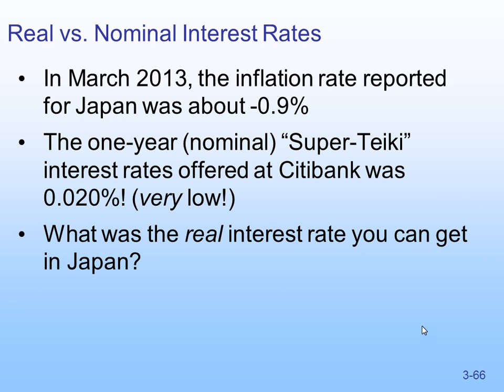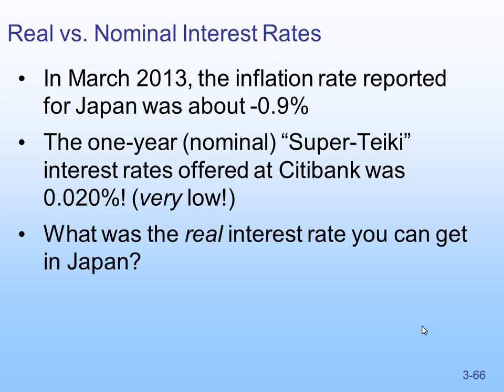All right, so in March 2013, the inflation rate reported for Japan, we were in deflation then, was 0.9%. The 1-year nominal, what they call super takey interest rate offered at Citibank was 0.02%. It was very low. Okay? So what was the real interest rate, not you can get, that you could get in March 2013?